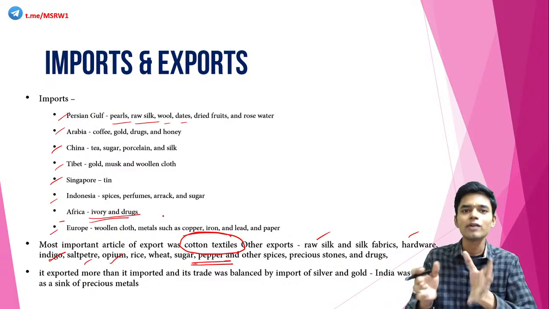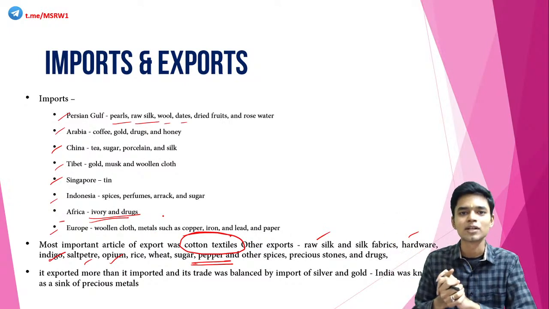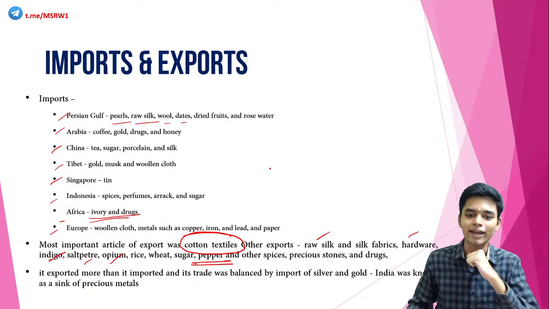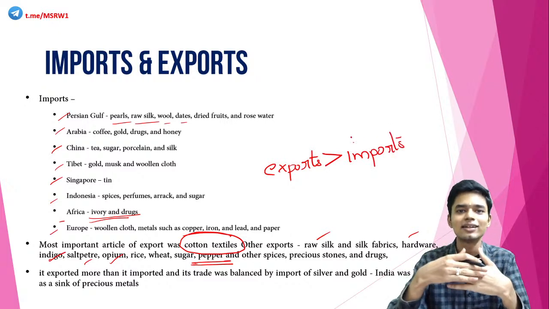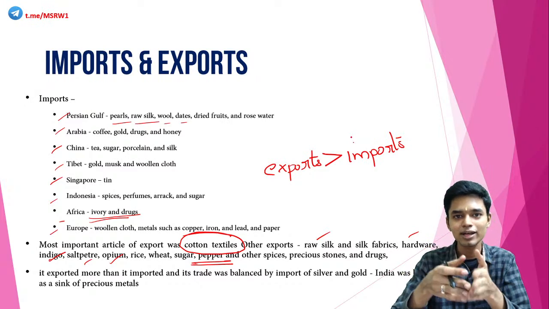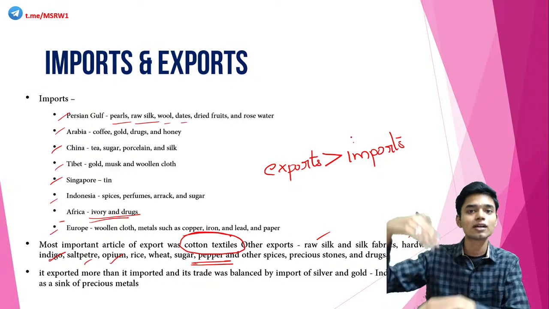Finally, what we have to understand is that despite this import and export system, Indian exports were always more than Indian imports. Exports from India were always more than imports, which means there is an imbalance in trade. If exports and imports are equal, then there is balance. But here, exports are much more than imports.